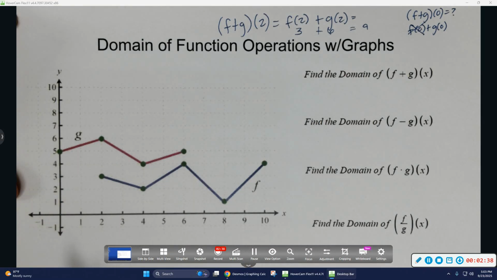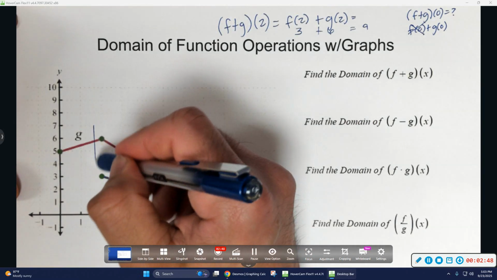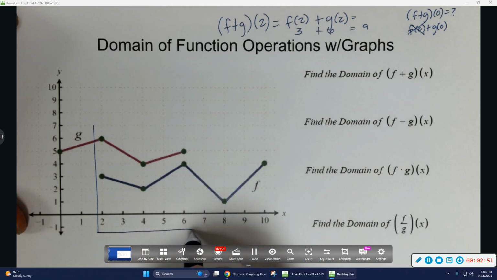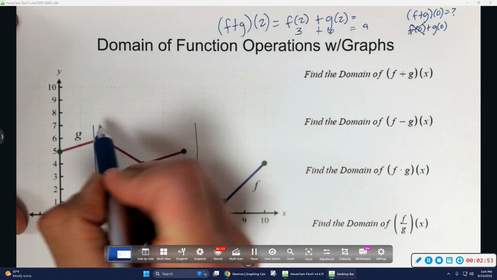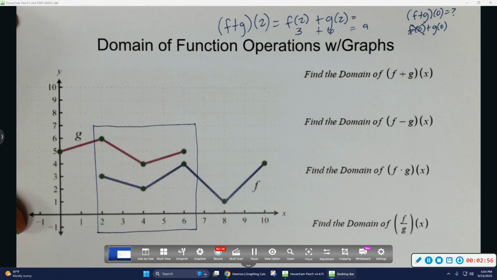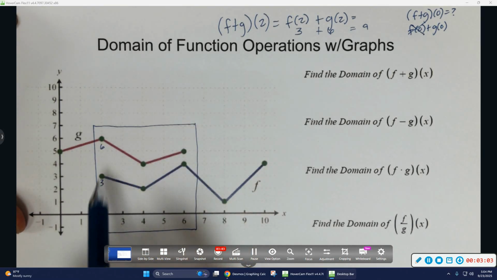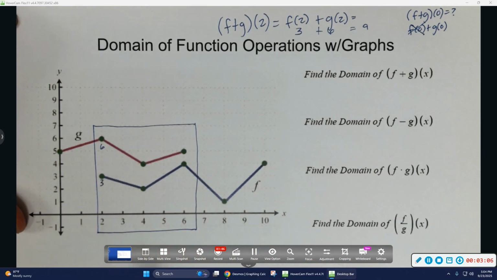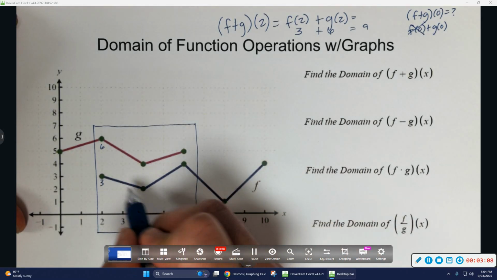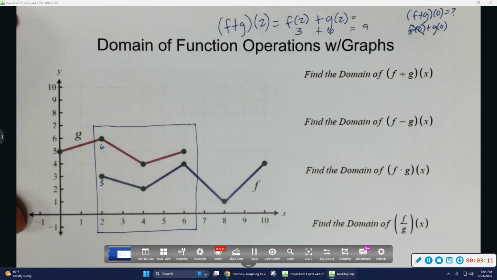So in order for us to be able to combine these two functions, whether that's addition, subtraction, multiplication, or division, I have to use values where both functions exist, and that's in this range. I can go to 2 and I can find that the output is 3 and the output is 6. I can add those two, I can multiply them, I can subtract them, I can divide them. I can go to really anywhere inside this box because this is where the two functions coexist, where they overlap.